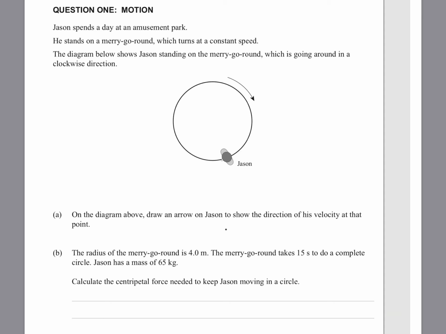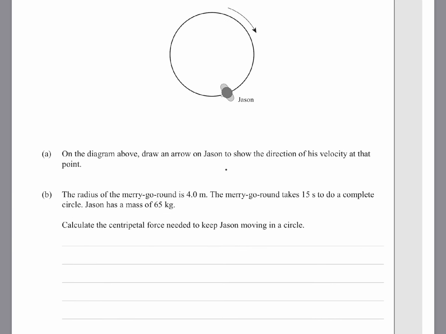Question 1, motion. Jason spends a day at the amusement park. He stands on a merry-go-round, which turns at a constant speed. The diagram below shows Jason standing on the merry-go-round, which is going around in the clockwise direction. On the diagram above, draw an arrow on Jason to show the direction of his velocity at that point.